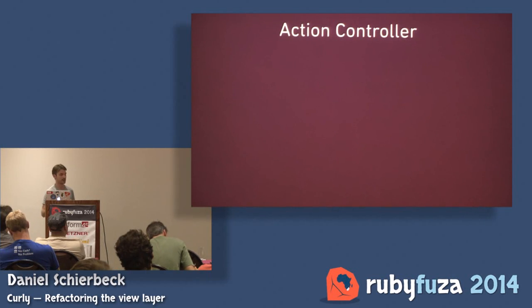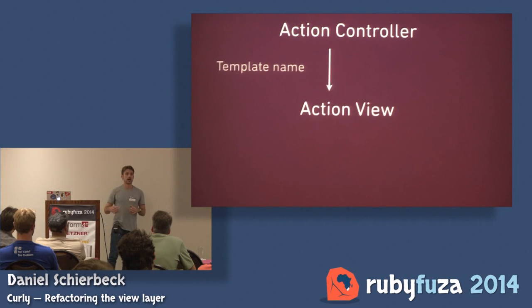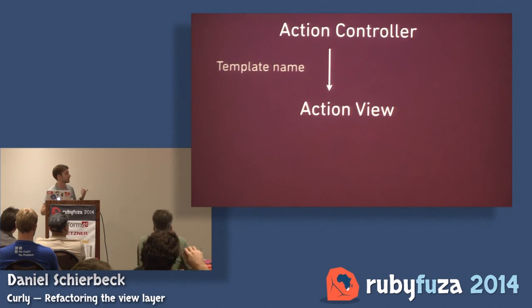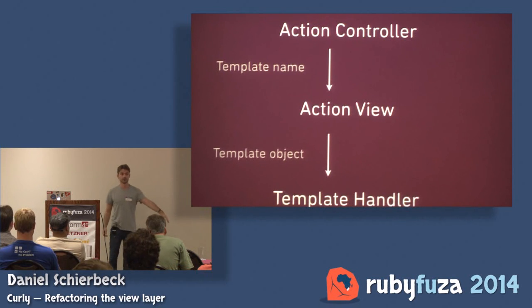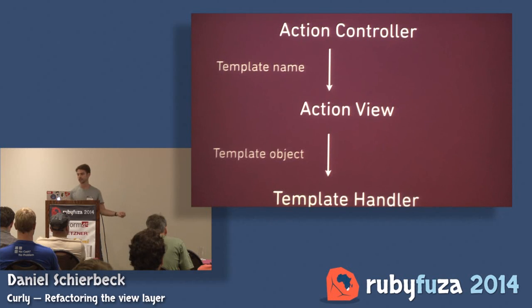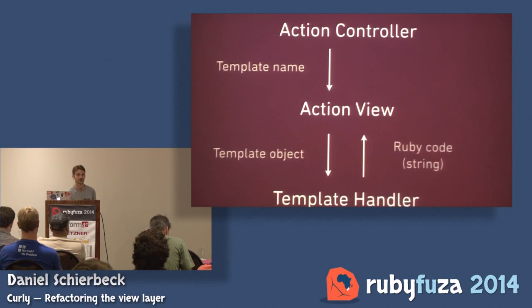So what actually happens is that ActionController determines the name of the template that should be rendered, and that's the virtual path, something like post/show. It passes that on to ActionView, and ActionView goes out and finds that template, usually on a file system, then turns it into a template object and figures out which template handler should compile that template. Usually it's ERB, but if you have a .curly suffix, then it'll say, oh, it's curly. So it'll pass the template object to the template handler, asking it to compile it. And it's actually compiled into a string containing Ruby code.